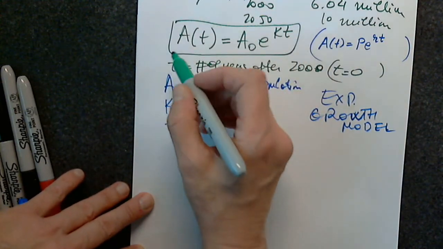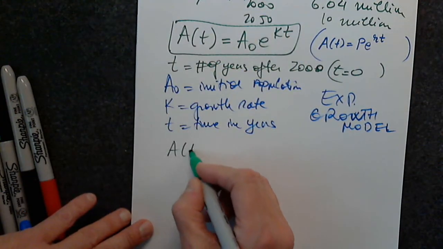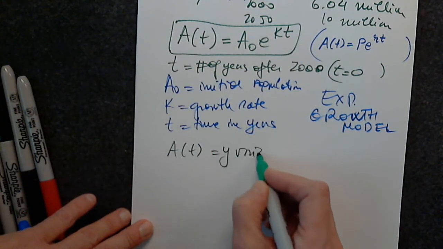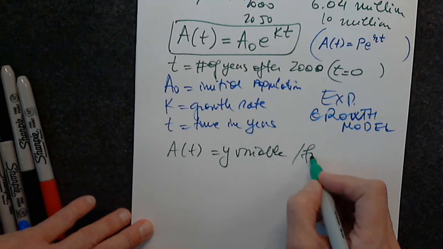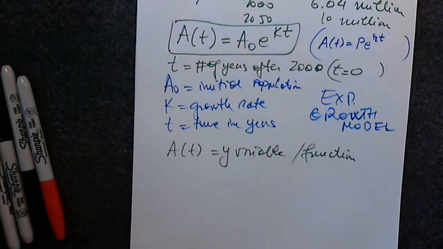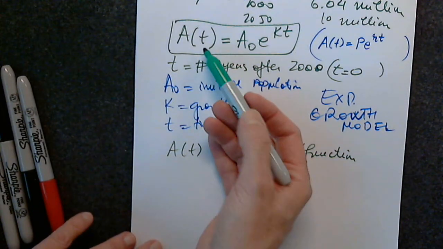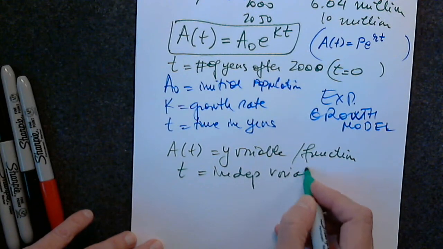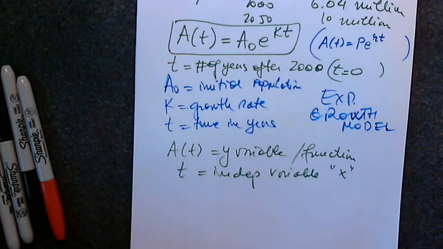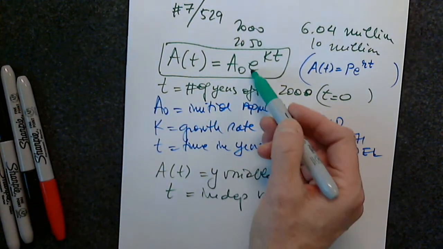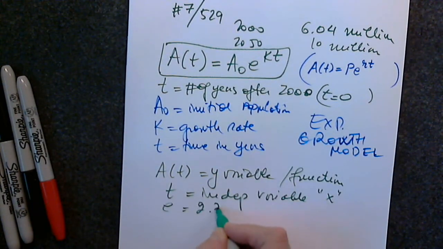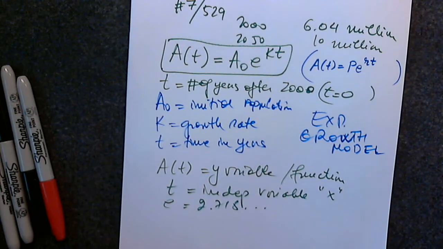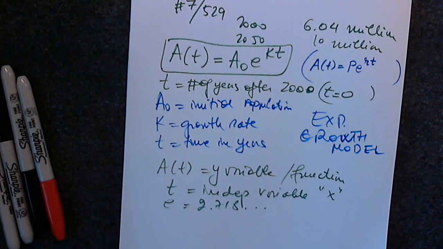What does that mean? A of t is the y variable or function. There is nothing I can do to it. It's a function of t. So t is the independent variable, which is the x variable. There is nothing I can do to it. So what am I missing here? E is a number, 2.718 and so on. So what am I missing then?